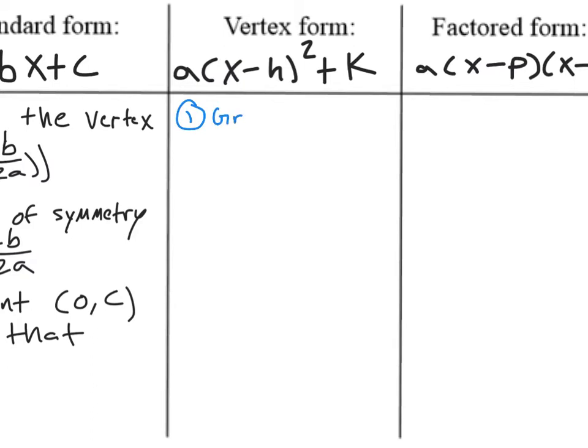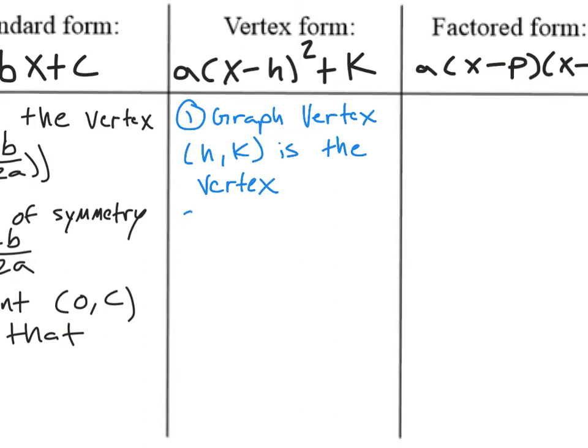All right. If you're in vertex form, you should notice some really strong similarities here. Graph the vertex. Now, as the name suggests, it's pretty accessible to find. You don't even have to look for it. It's right there. h, k is the vertex. Okay. So you got that.